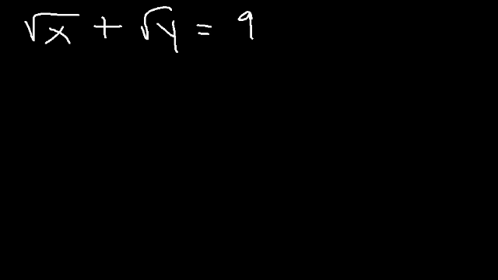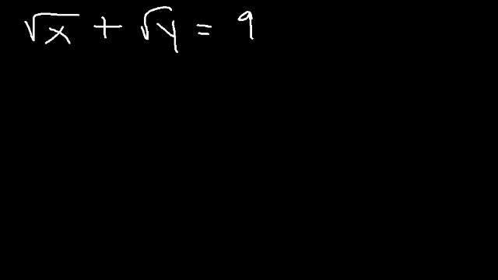Now try this one. Let's say you have the square root of x plus the square root of y, and it's equal to 9. Go ahead and just find the first derivative. Let's not worry about the second derivative. At this point, you have the general idea of what to do for the second derivative. Just make sure you plug in dy/dx into it, and then simplify.